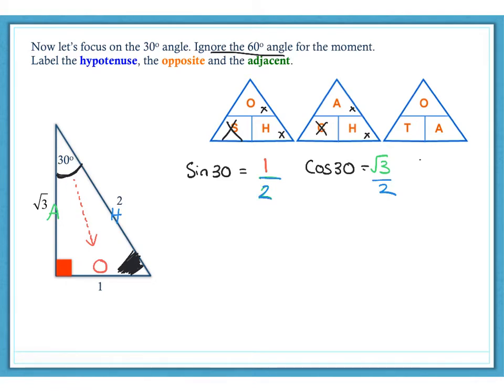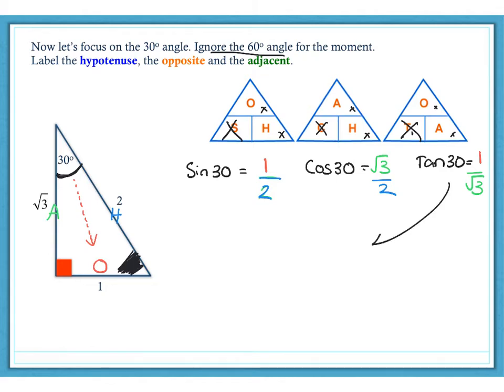And the tan of 30 is the opposite divided by the adjacent. So that's equal to 1 over root 3. So the sine, the cosine and the tangent of 30 all have exact values.